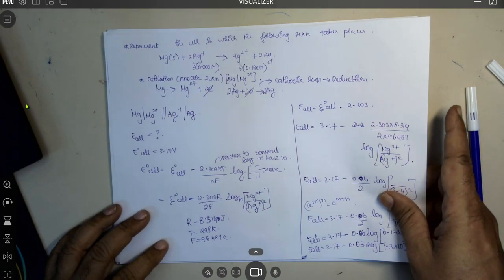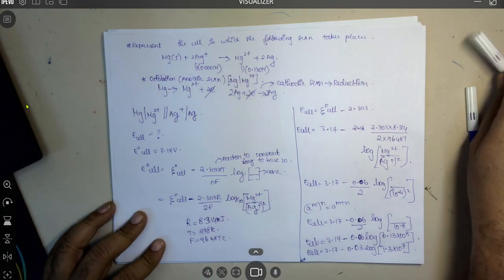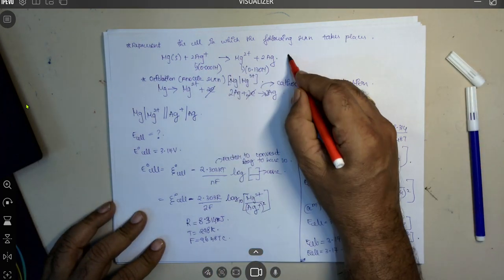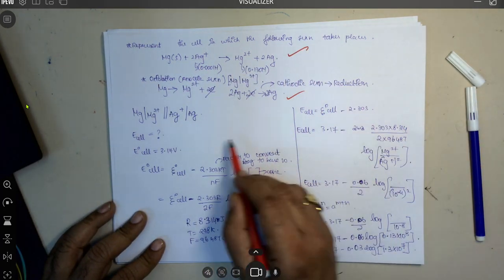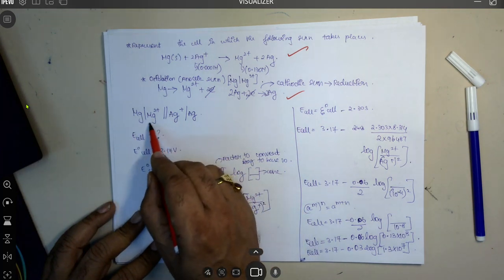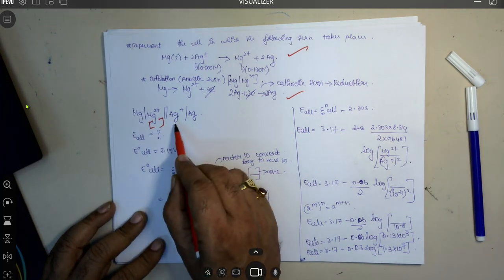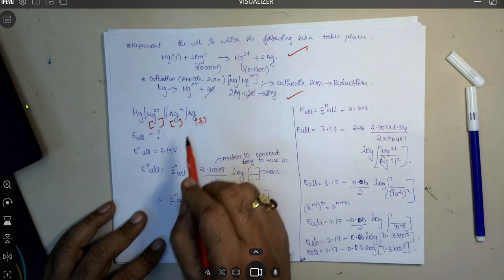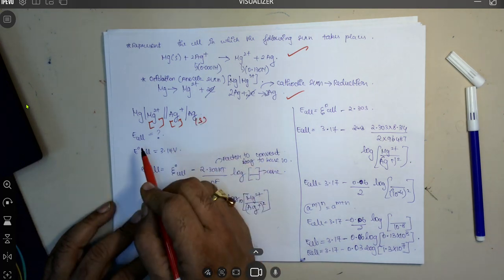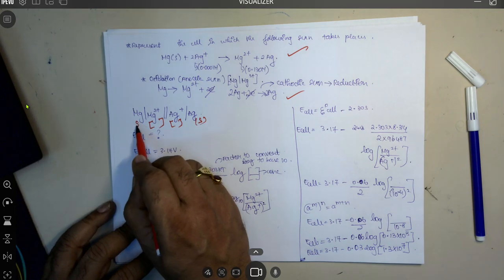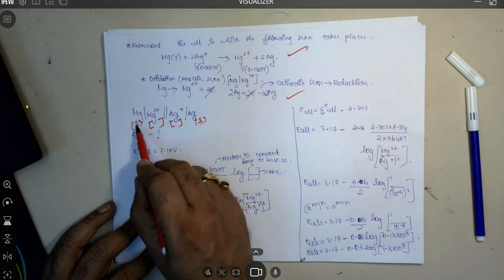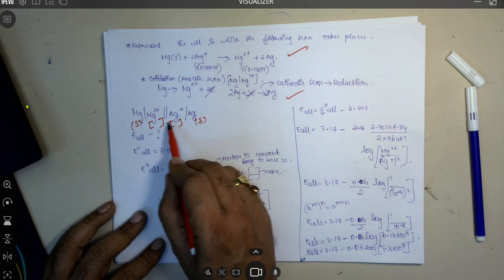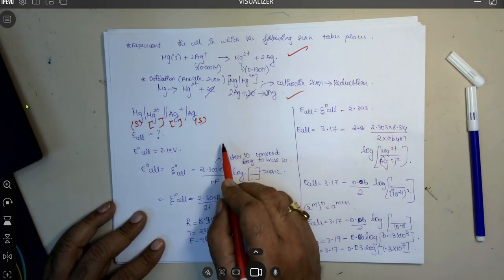See here, we have got the cell representation. And for Mg, you have to mention the concentration here. Mention the concentration here. Do you follow? I'm correcting yours. You have to put all these things, put the concentration values and write down the concentration.